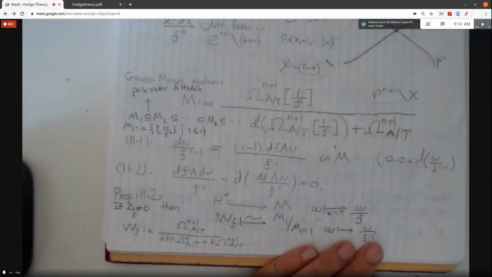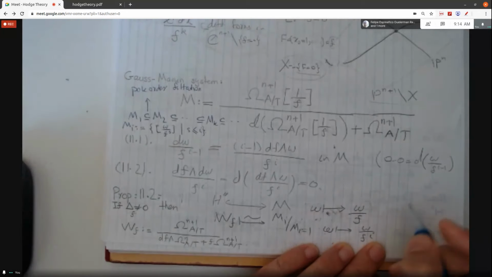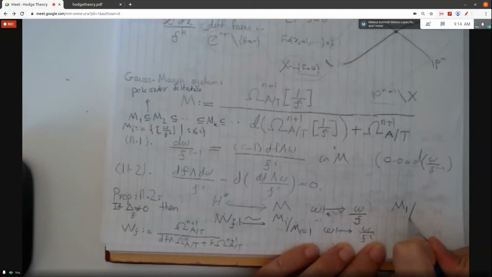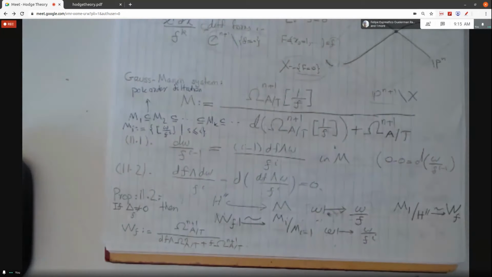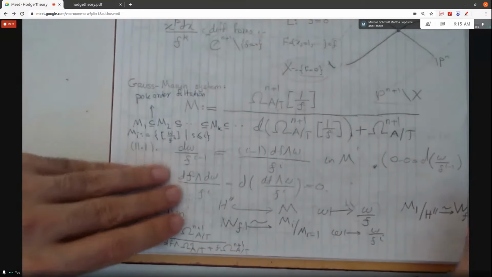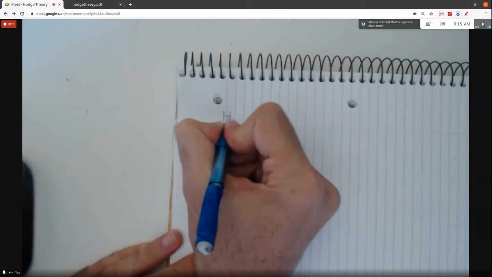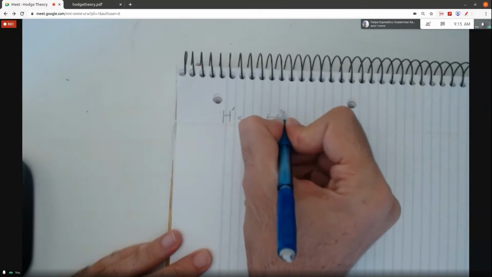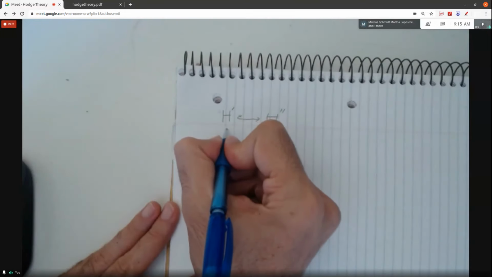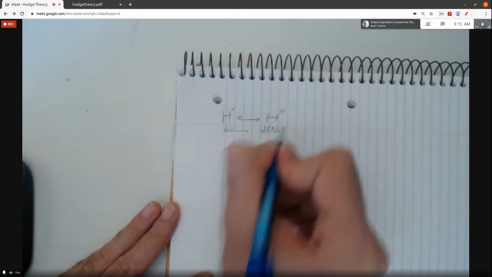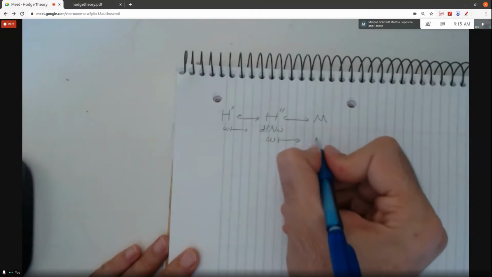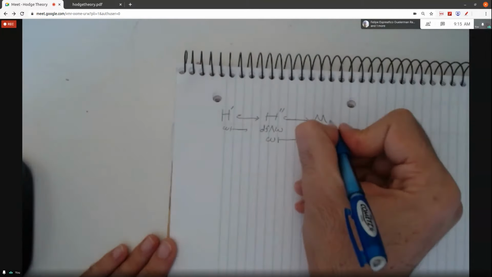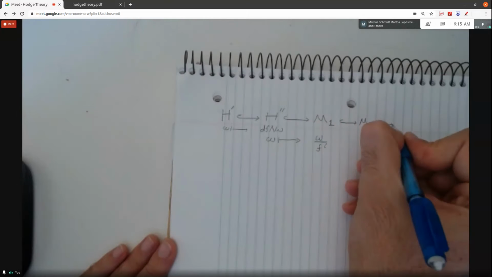And actually, in this case, M1 divided by the image is also, again, W_f. So maybe I make a summary, since I will not prove this purely algebraic statement. H prime: in the last lecture I told that this is embedded here by omega going to df wedge omega. This is an embedding in M1. What is omega going to omega over f? Again, the equivalence class. This is M1. And then we have M1 inside M2, M2 inside M3, and so on.